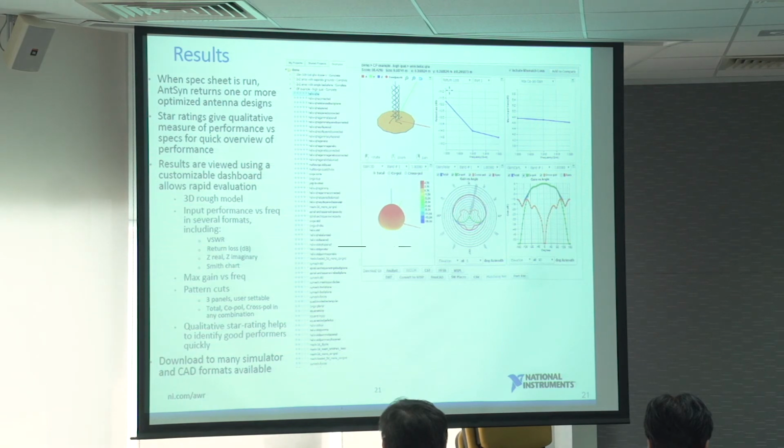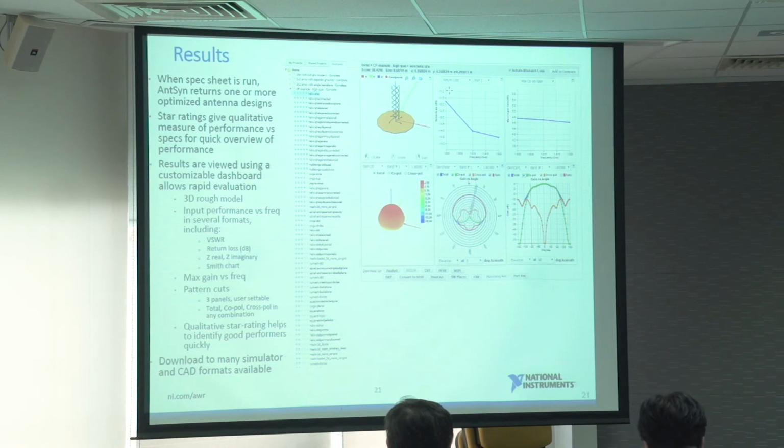So, for instance, here's some results for a spec sheet that was run previously, and it was trying to get hemispherical coverage with circular polarization. And so here's 3 antennas that came back from a list of 68, or actually 71 different antennas that came back from this one run. And you can see 3 of them here.